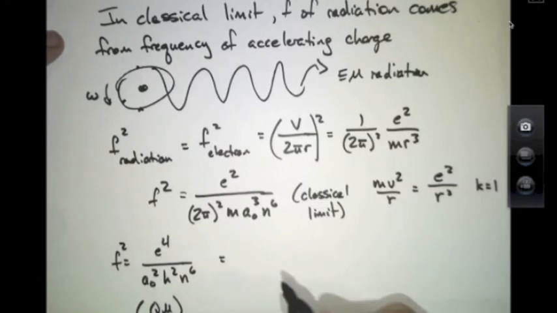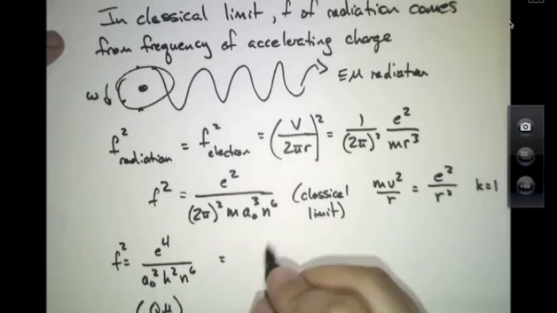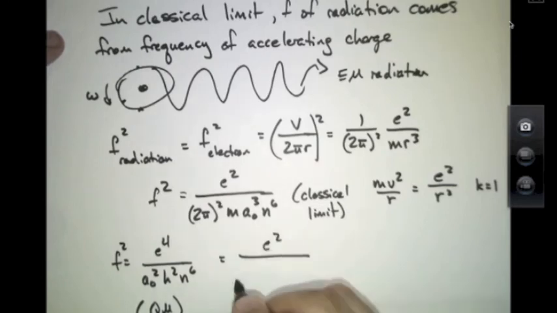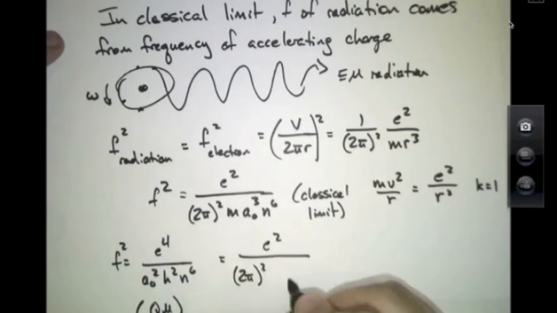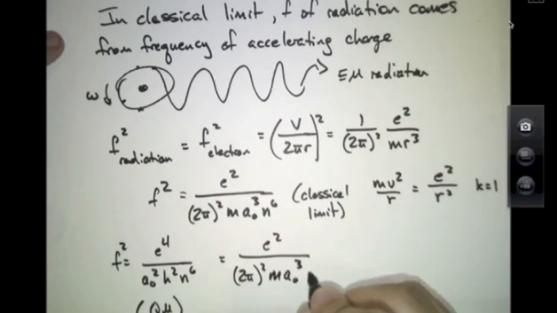Or the frequency squared equals e squared over 2 pi squared m a naught cubed n to the 6th. We'll call this the classical formula.